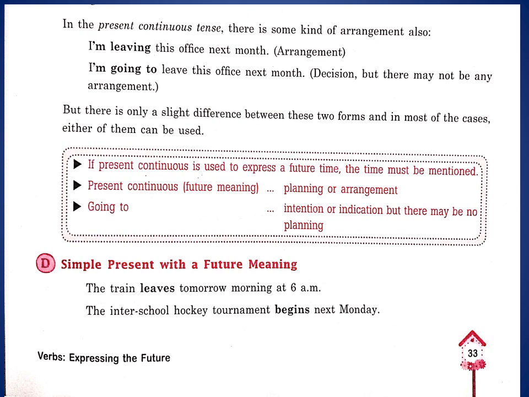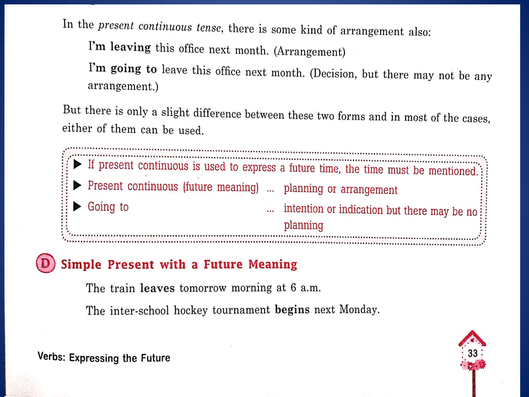But there is only a slight difference between these two forms, and in most cases, either of them can be used. If present continuous is used to express a future time, the time must be mentioned, right? We need to make sure the time is mentioned. Present continuous with future meaning: planning or arrangement is required. Going to: intention or indication, but there may not be planning.